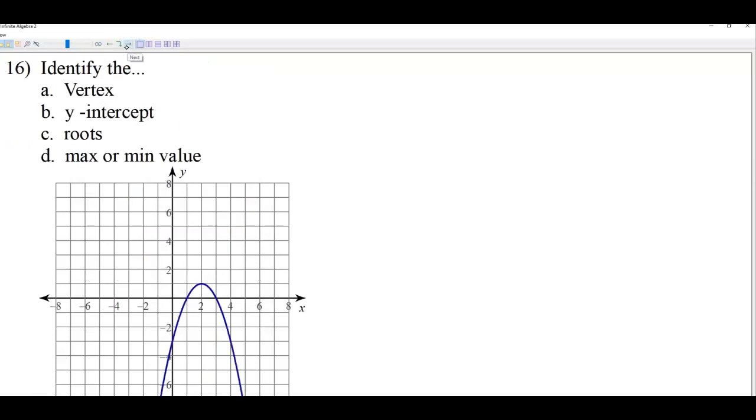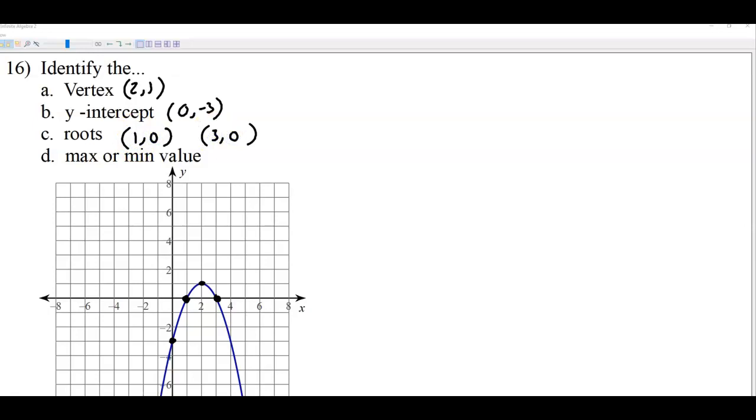Next, I just want to make sure you guys are aware of some vocabulary regarding the parts of a quadratic. The vertex is the part where the parabola curves. So that point there would be (2, 1). The y-intercept is where it touches the y-axis, so that would be (0, -3). There are 2 roots in this case. That's where it touches the x-axis. It would be these 2 points, which are (1, 0) and (3, 0).